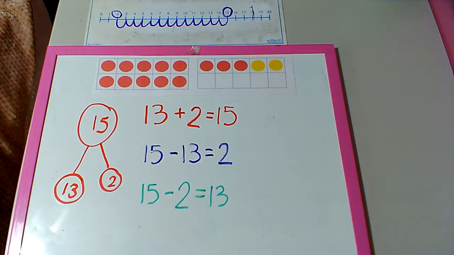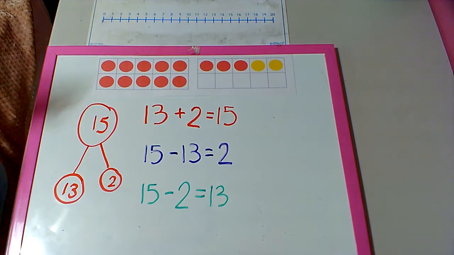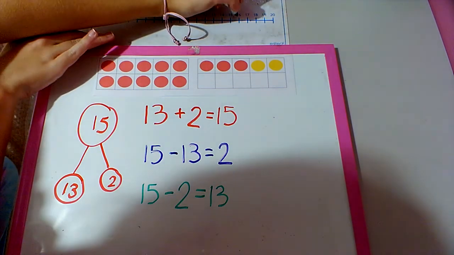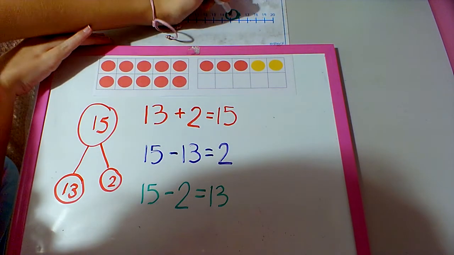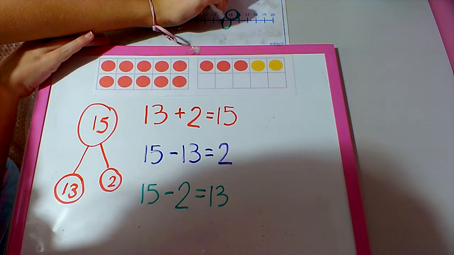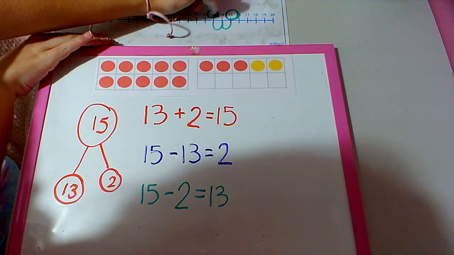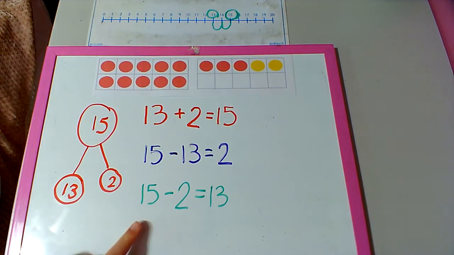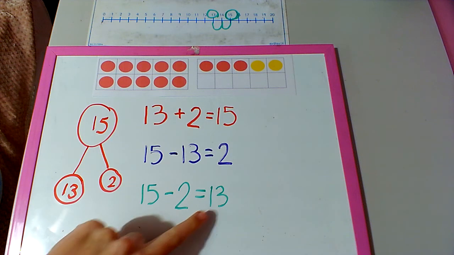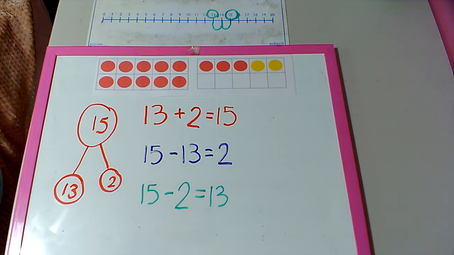Let's check on our number line. Let's find the number 15. And we are taking away 2. So we have to count 2 steps back. 1, 2. And we've landed on 13. So 15 take away 2 equals 13.